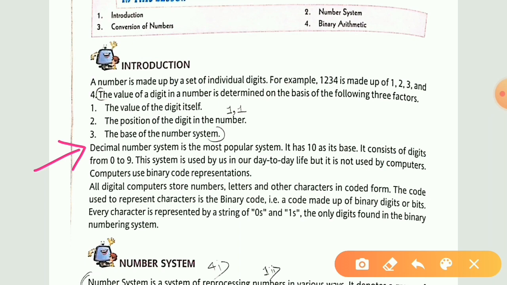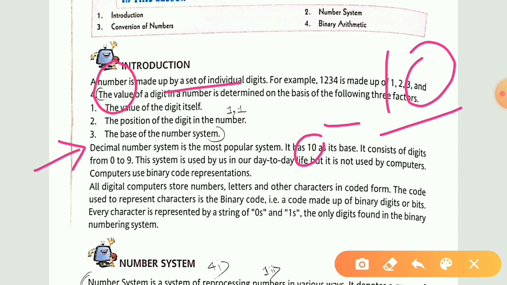Now see students, what does the base value mean? If you have 10 as the base, it means your decimal number system holds only 10 numbers, and those are 0 to 9: 0 1 2 3 4 5 6 7 8 9. So you have 10 numbers in this number system, and that is why 10 is its base. It consists of digits from 0 to 9.